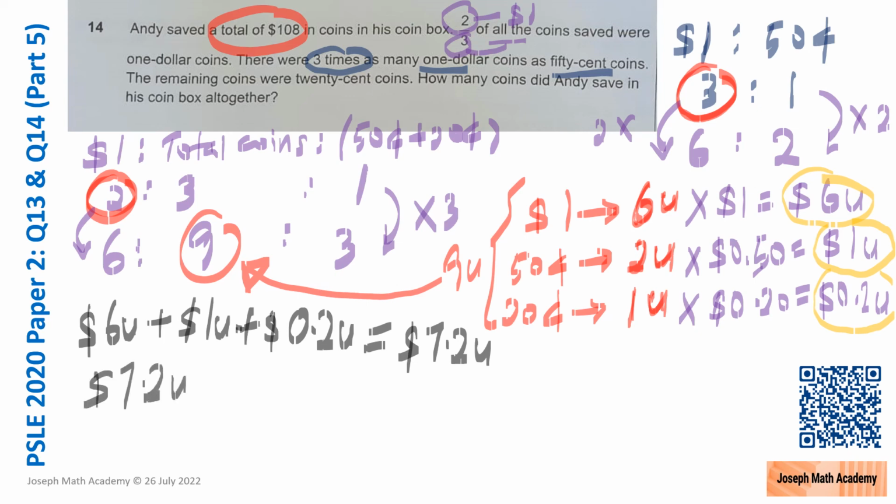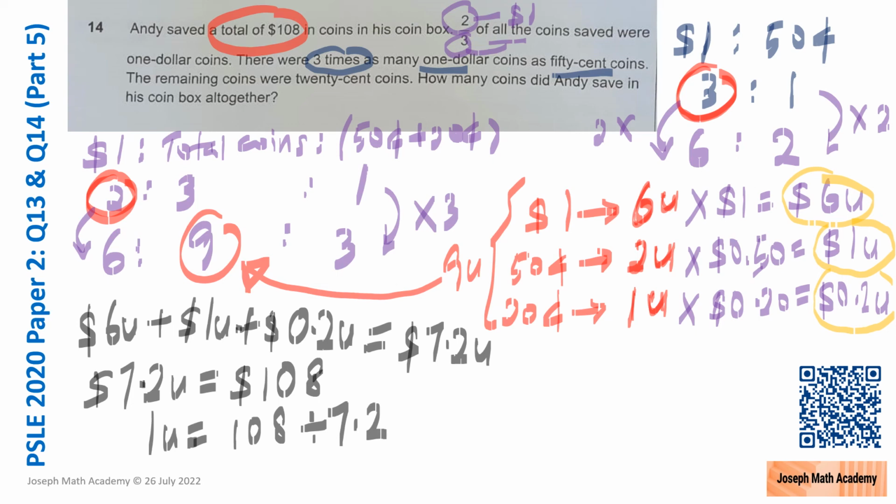Now, what is this 7.2 units? This 7.2 units is none other than the total value of all the coins in the coin box, which is $108. Okay? Alright, so what is 1 unit then? 1 unit will be 108 divided by 7.2. It's a simple unitary concept. So if you take 108 divided by 7.2, your calculator will tell us it is 15. So 1 unit is 15.